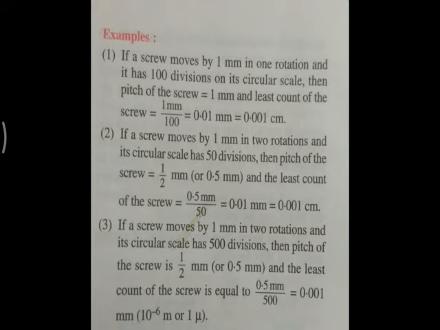So over here, depending upon the pitch given and the number of divisions given, you will have the least count, right? Generally we have a screw gauge with 100 divisions and the distance between two threads is 1 millimeter. That's why we generally take the least count of screw gauge as 0.001 centimeter. But if it is said to calculate the least count, then you need to consider the pitch as well as the number of divisions on the circular head, right?